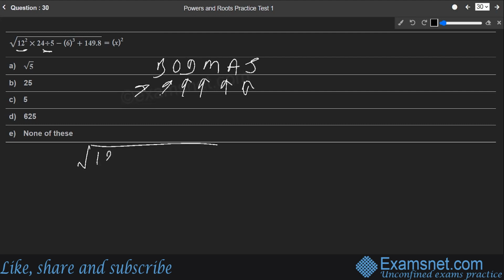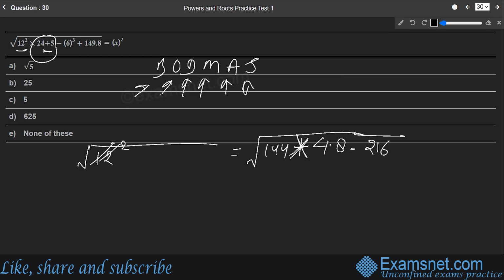It is like under root 12 squared, and after bracket there is order, meaning the power. So in place of 12 squared we can simply write 144. The power has been solved. So 144 plus 24 divided by 5. What is 24 divided by 5? It is not plus, it is into 24 divided by 5, which is 4.8, minus 6 cubed, as it is written, 216, plus 149.8. This is as it is written on the left hand side.